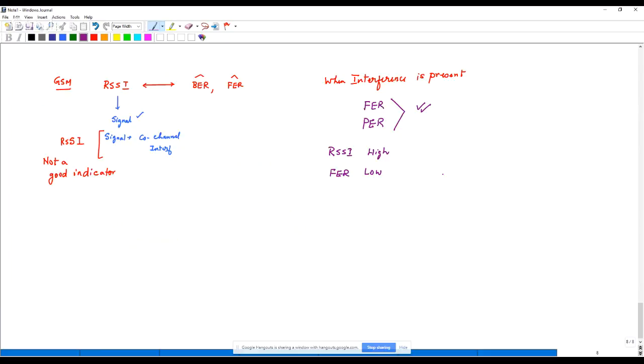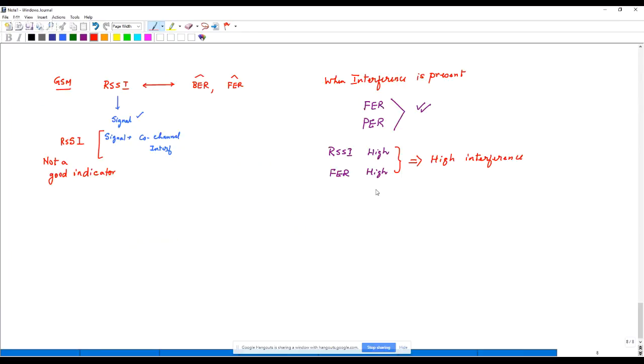RSSI high, FER high. That means your frame error rate is high, you're getting a large number of frame errors. RSSI high seems like a good thing, but this means high interference. The channel is not good, so you should try to do something to mitigate. Definitely the role of frame error rate and packet error rate is very important in assessing the channel, particularly when we are talking about channels which have interference. Okay, any other questions?